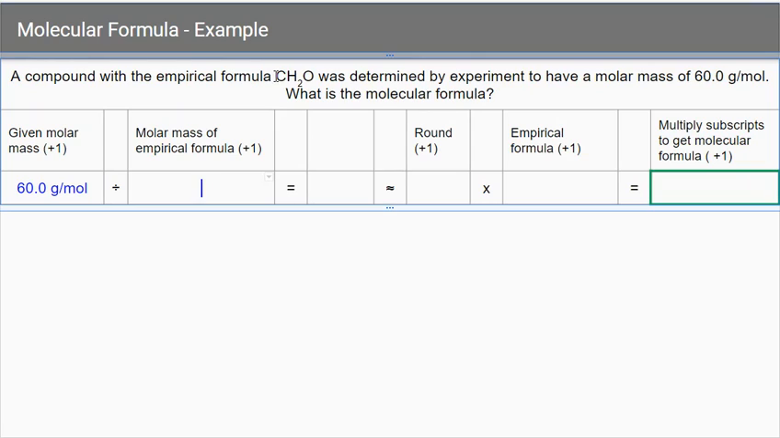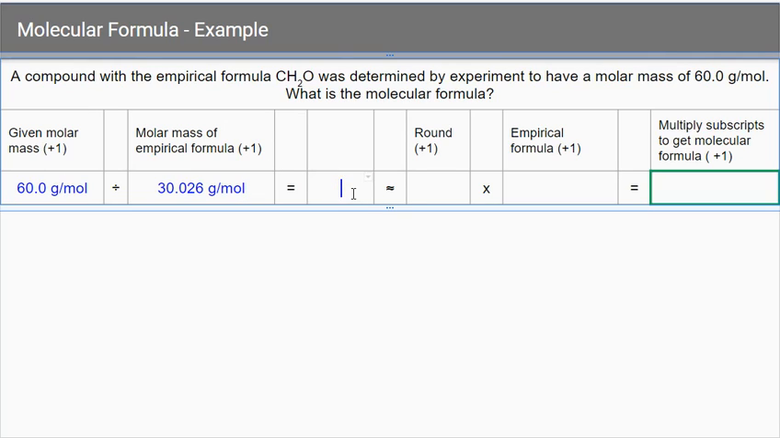We would just add up the molar masses of each element multiplied by their subscript. So for carbon, it'll just be 12.01 times 1, so I don't have to do anything there. Add 1.008 grams per mole for hydrogen multiplied by 2, and we're going to add 16.00 grams per mole for oxygen multiplied by 1, and that gives us 30.026 grams per mole. So that's the molar mass of the empirical formula.